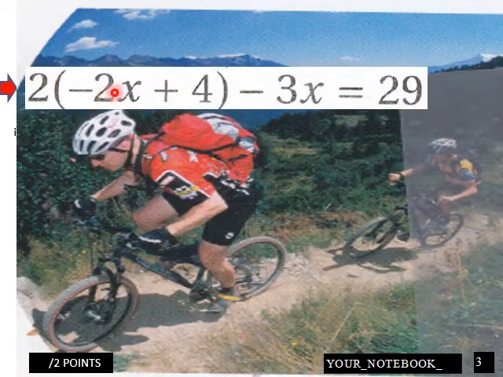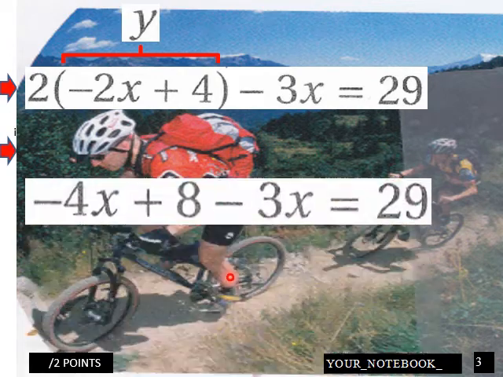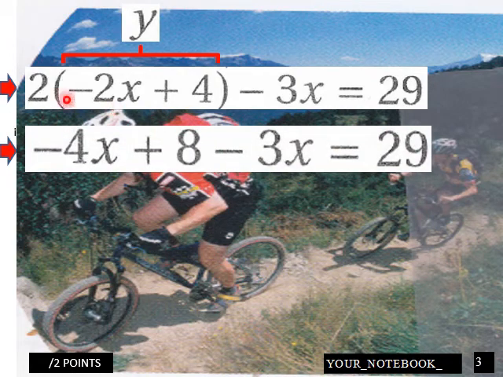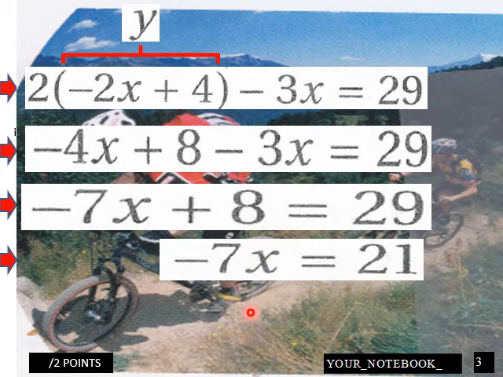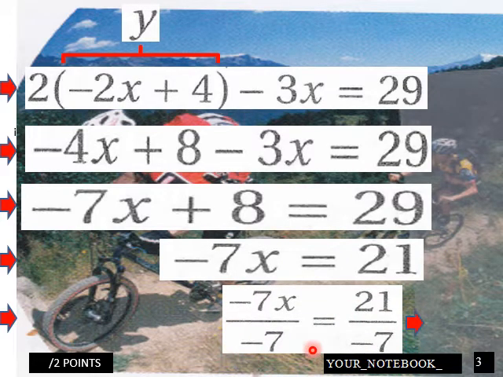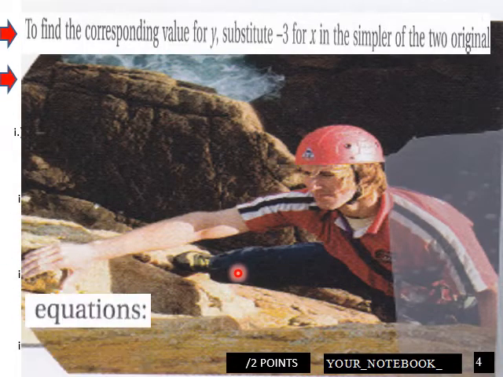And that's what we do here. 2 times that solution minus 3x equals 29. We multiply through here with our 2. We get this. Further simplification, negative 7x equals 21. And then x equals negative 3. That's the way you solve by eliminating one variable.